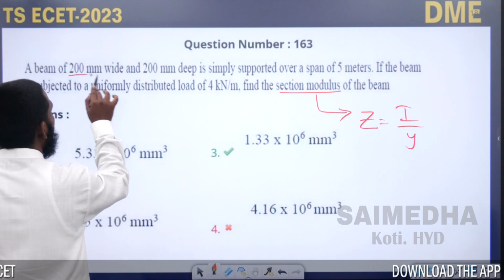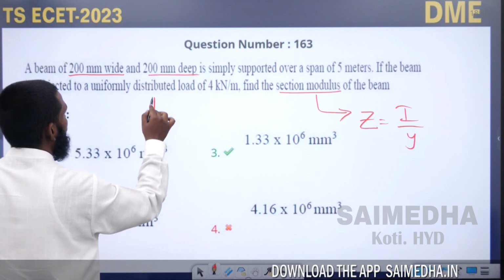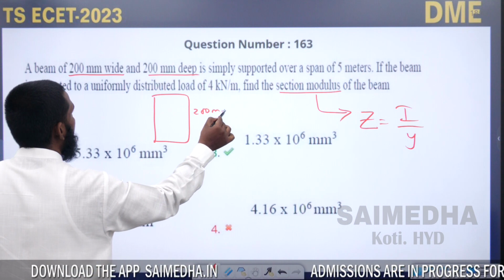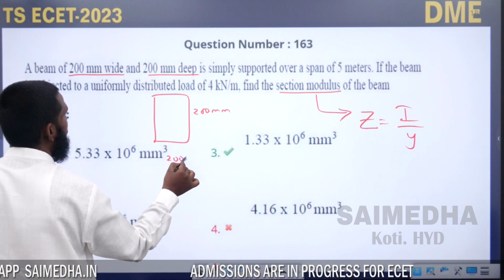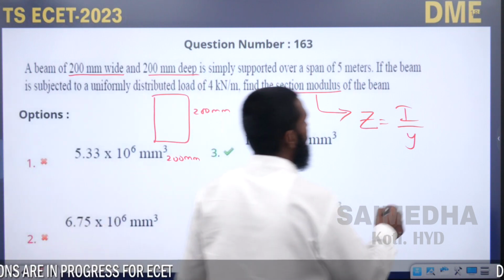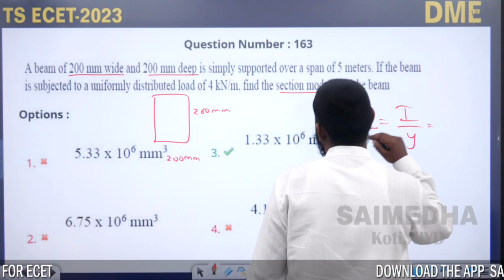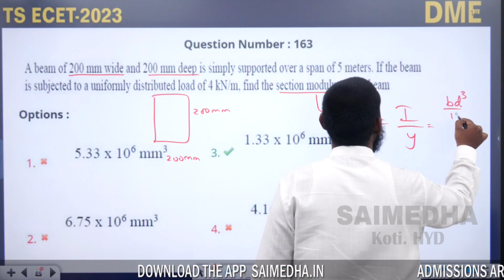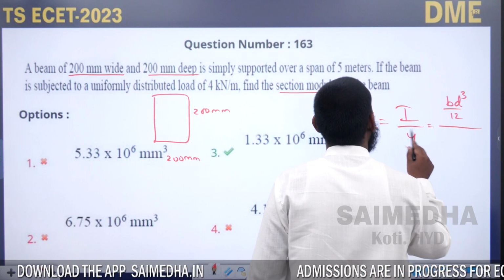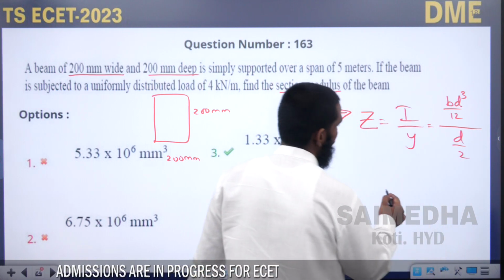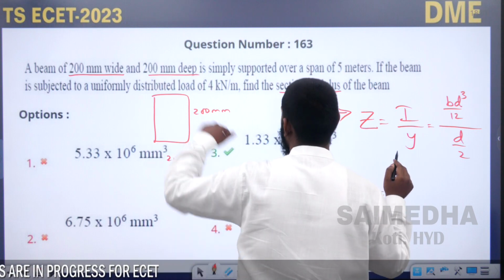We have 200 mm wide and 200 mm deep. This means we have taken a rectangular cross section, 200 mm deep and 200 mm wide. Now for the rectangular cross section, what is the formula for moment of inertia? It is BD cube by 12. The distance from the neutral axis is D by 2.